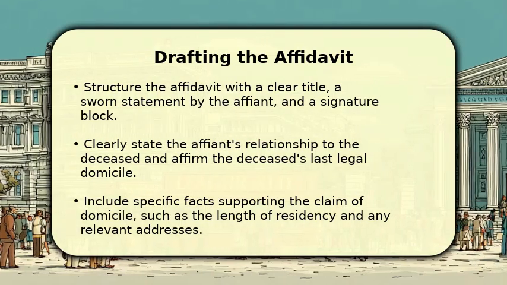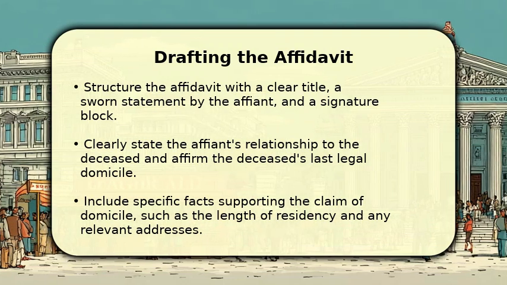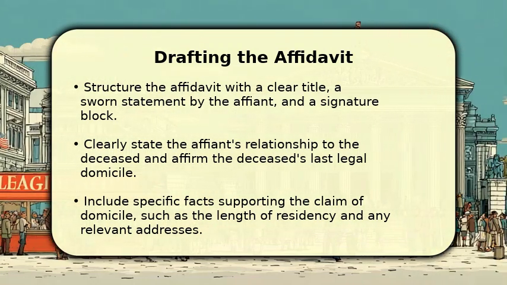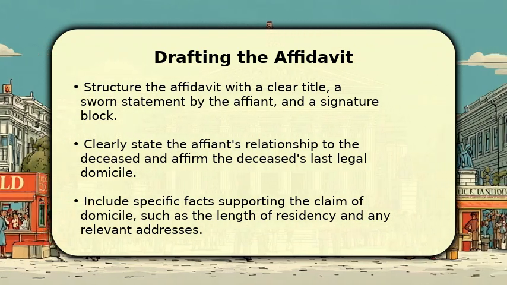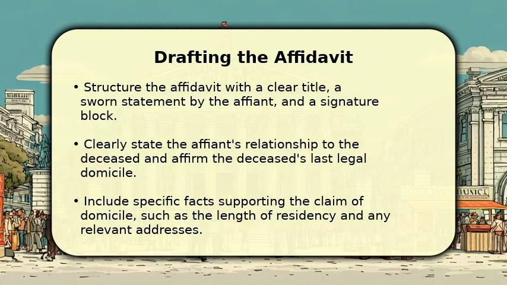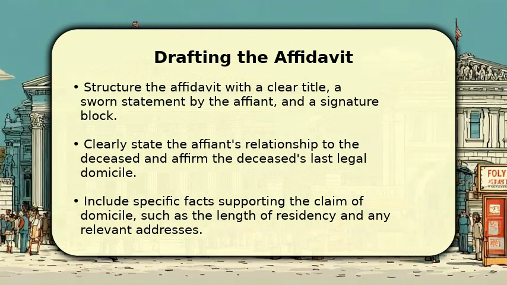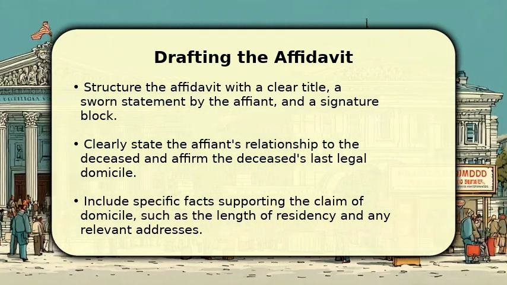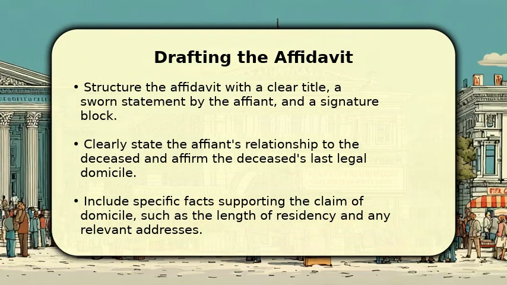Next, draft the affidavit. It should clearly state the affiant's relationship to the deceased and affirm the deceased's last legal domicile. Include specific facts supporting this claim, such as the duration of residency. The document typically has a title, a sworn statement, and a signature block. Remember, clear and concise language is key to ensuring the affidavit is easily understood and legally sound.